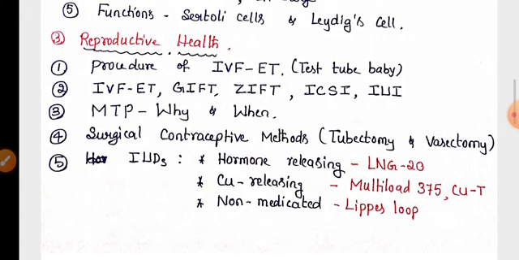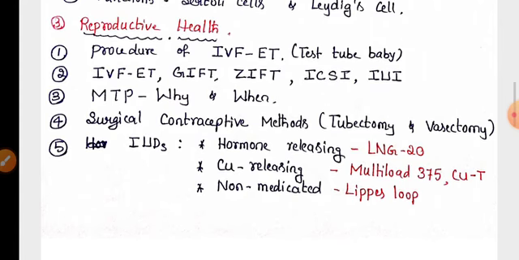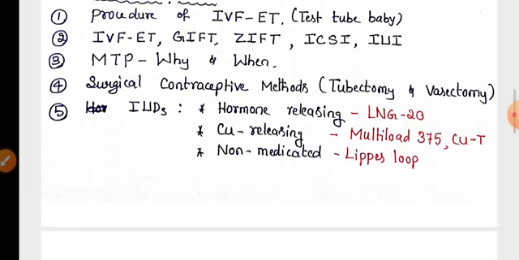From this chapter, 5 marks question is procedure of IVF ET, in vitro fertilization embryo transfer, or the procedure of test tube baby, and expansion of IVF ET, GIFT, ZIFT, ICSI, IUI, they may ask. Then the definition of MTP, when and why MTP, they'll ask for 3 marks.